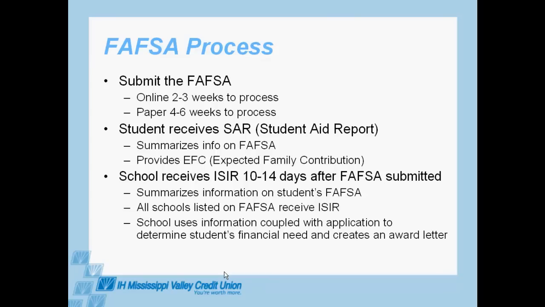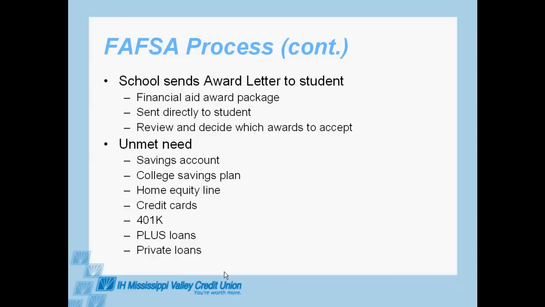On the application that you submitted to that college or university, they have all of your academic information. They put this information together, and this is how they determine all the aid that you're available for. And then they send you an award letter. On your award letter, the cost of attendance will be listed.